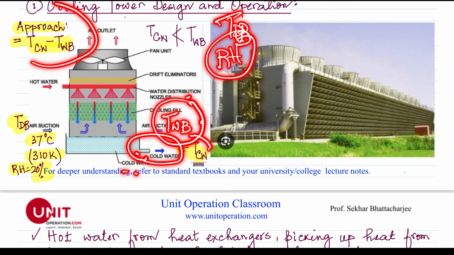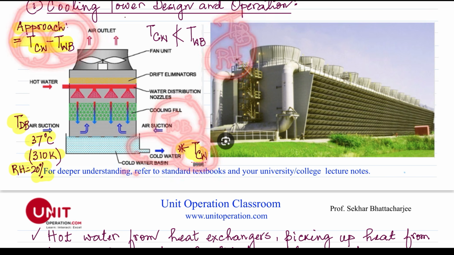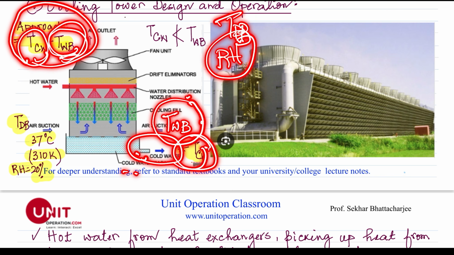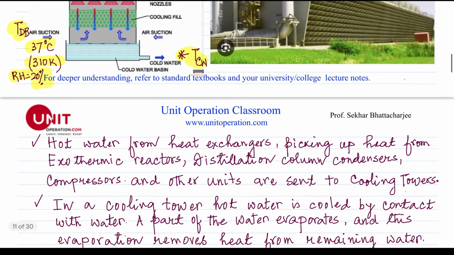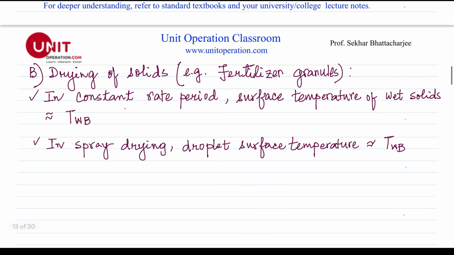There's something called an approach. The approach is the actual temperature at which the water comes out minus the wet bulb temperature. Of course, the theoretical lowest temperature is the wet bulb, but we have to design the system for an approach temperature. Again, there are a lot of discussions in the standard textbooks.